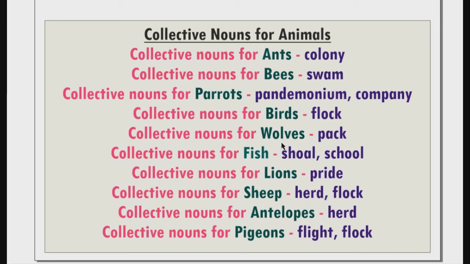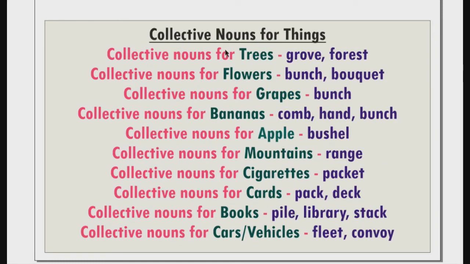You may pause this video as well to see them very well. Now we have collective nouns used for things. We have spoken about collective nouns for people and collective nouns for animals. Trees: whenever we have a group of trees, we can have a grove of trees or a forest of trees. Flowers, we can have a bunch of flowers, a bouquet of flowers. So we can just look at it. Grapes, a bunch of grapes. For bananas, we can have a comb of bananas, a hand of bananas, a bunch of bananas.